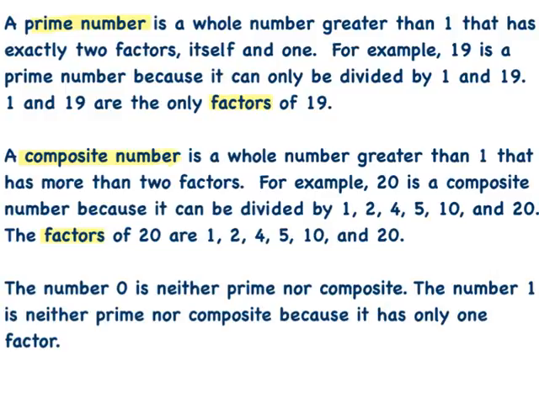Now here are 2 important rules to remember. The number 0 is neither prime nor composite because it cannot be divided by a whole number. The number 1 is neither prime nor composite because it has only 1 factor. It would be 1 times 1 equals 1, which would give us only 1 factor. And a prime number says it has exactly 2 factors. So the number 1 is neither prime nor composite.